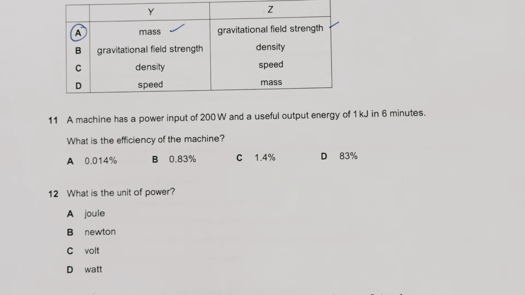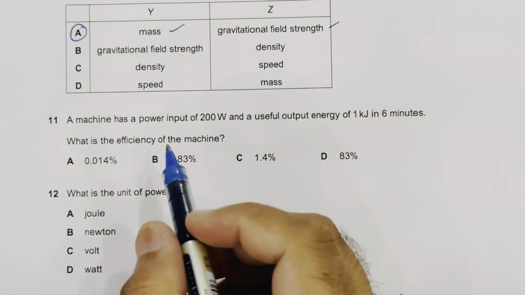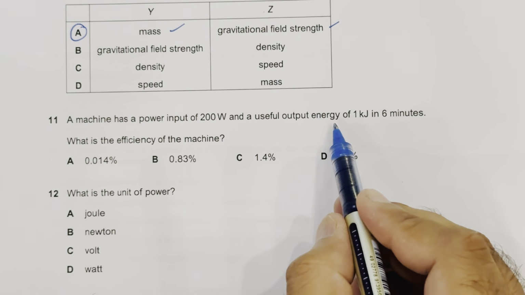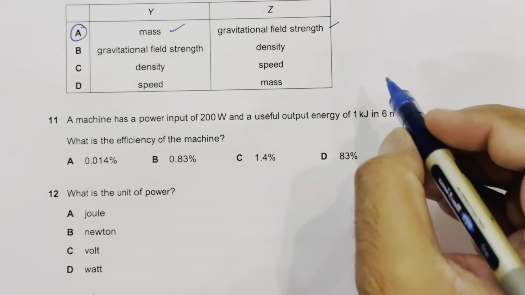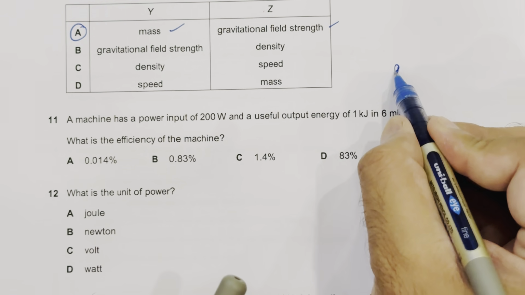So this is a very tricky question, because one data is given in the form of power and the other data is given in the form of energy, and we know that the formula for the efficiency is output over input multiplied by 100, and you can take either energy output and energy input, or you can take power output and power input. So we're going to first find out the power output. What would be the power output?